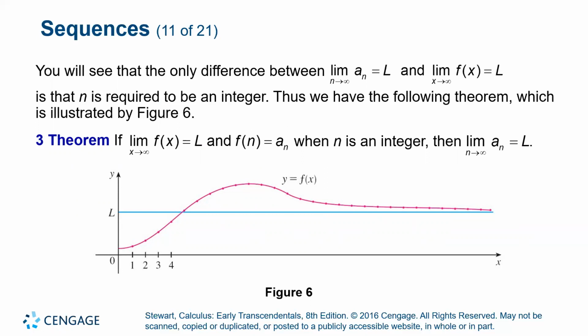So for example, if you have a function, f of x, and the values of f of x, where x is an integer, dictate a sequence, a sub n, then you know the limits are going to be the same. So what you see on this graph, the pink line is the function f of x, but all the little dots on that line are a sequence, a sub n. Well, if you know that this function has a limit, then the sequence would also have the same limit.